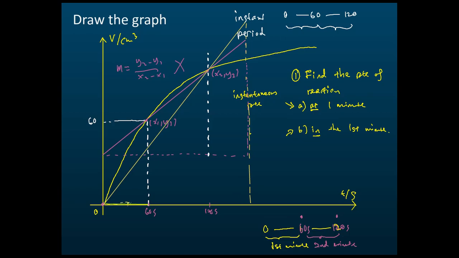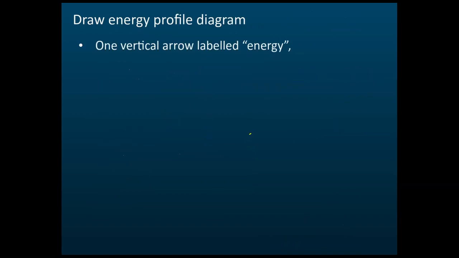Okay, so this will be a triangle, and then find the gradient for this one. From 0 it starts and it ends at 120. So first 2 minutes. Now, drawing energy profile diagram.